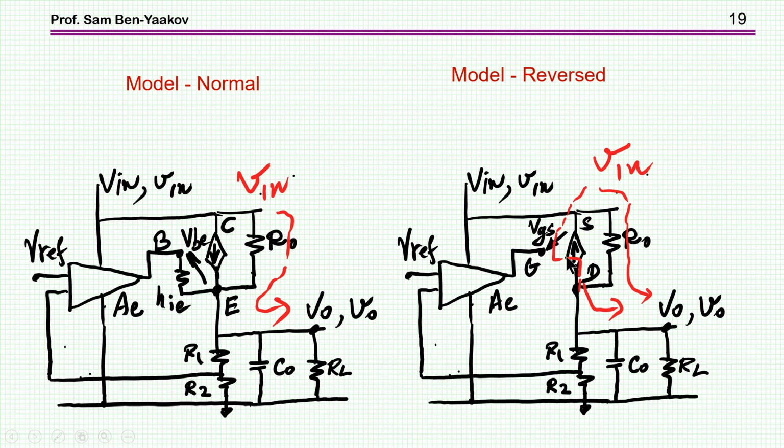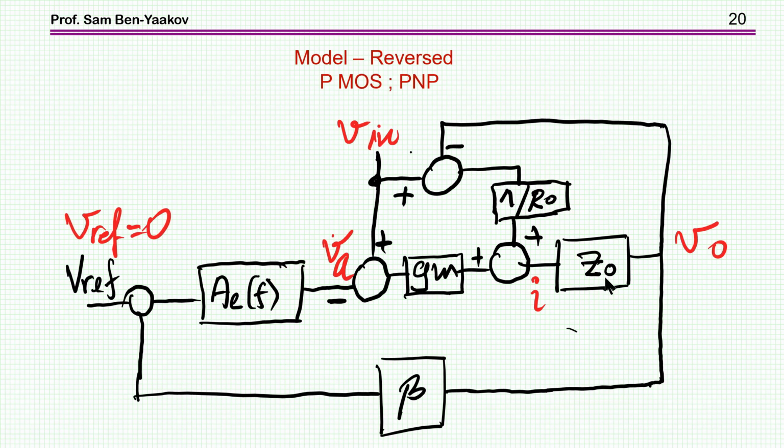So this is the main difference between these two, and one would expect that the power supply rejection ratio of this configuration of the reverse mode, say PMOS or PNP transistor, will be worse. But as we'll see, there is more to it, okay? So let's do the analysis first and then come to the conclusions.